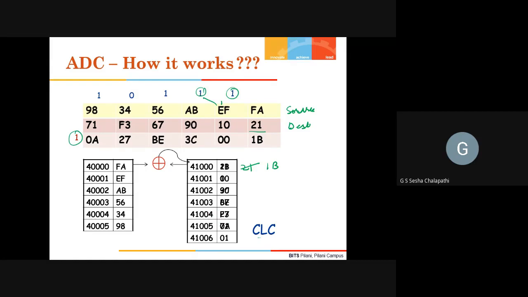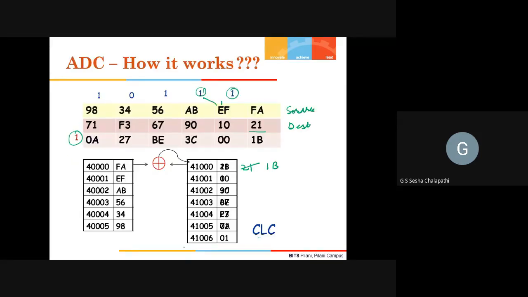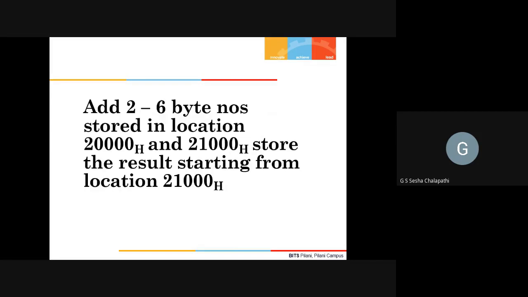But if you want to store that carry flag in the next location, in this case 41006, okay, so this is the first byte, this second, third, fourth, fifth, and this is the sixth byte. In the seventh byte of the destination, I want to store the carry flag of the last addition. So here the loop ends.